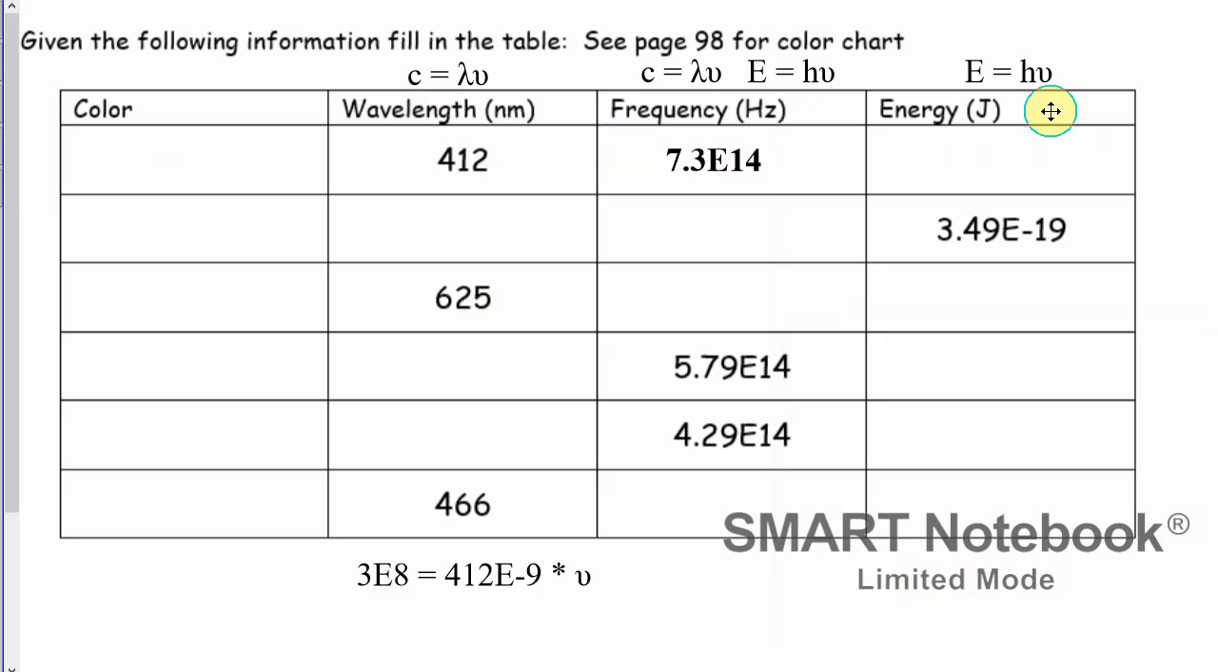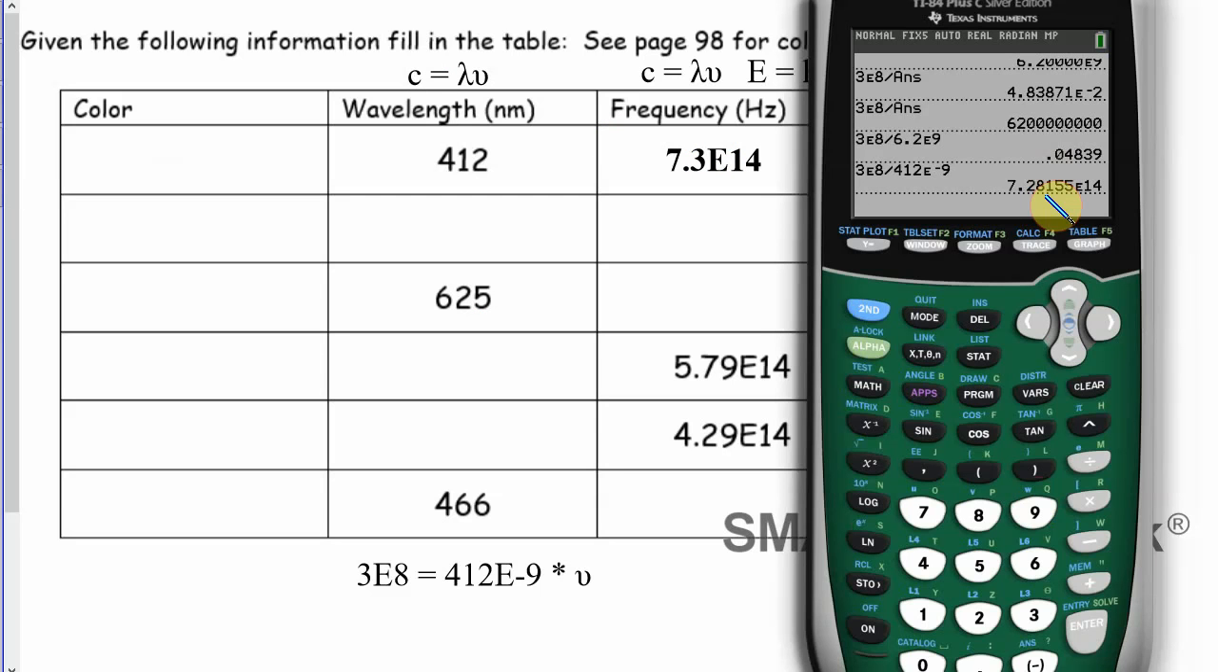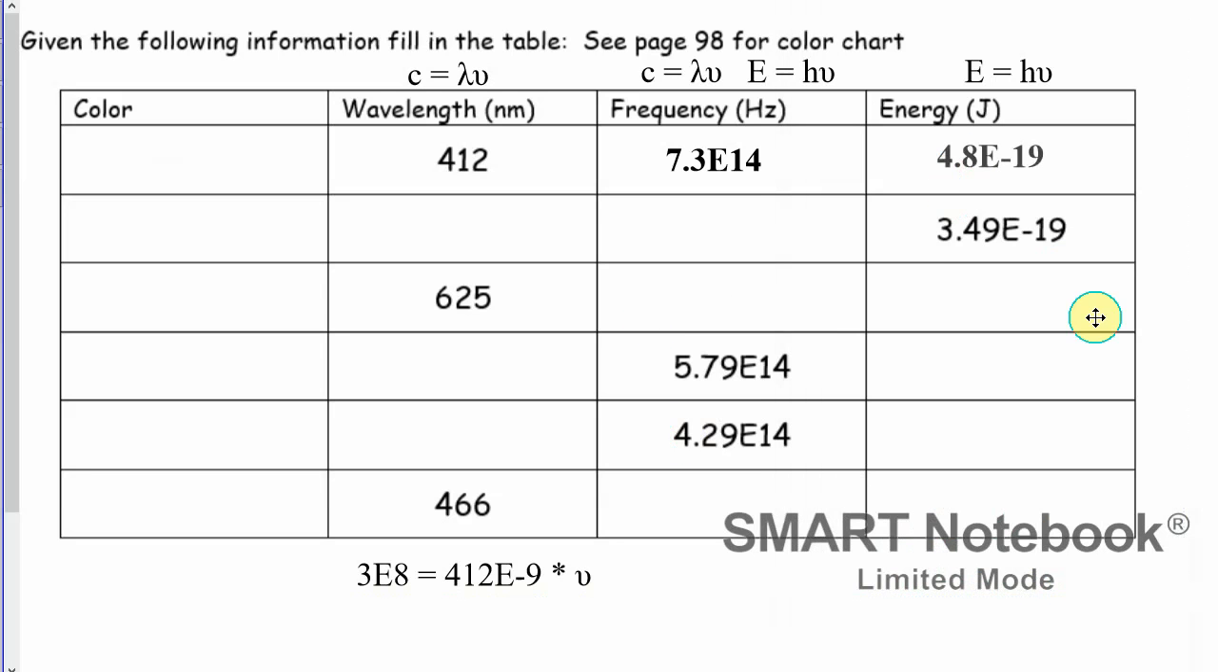Now, what about energy? Well, energy is just h times nu, and so I've already gotten my frequency here, so I might as well just multiply it by Planck's constant. And Planck's constant is 6.6, as we saw in the last slide, E minus 34. And we get an energy of 4.8 times 10 to the minus 19th joules. And so that's that answer there.